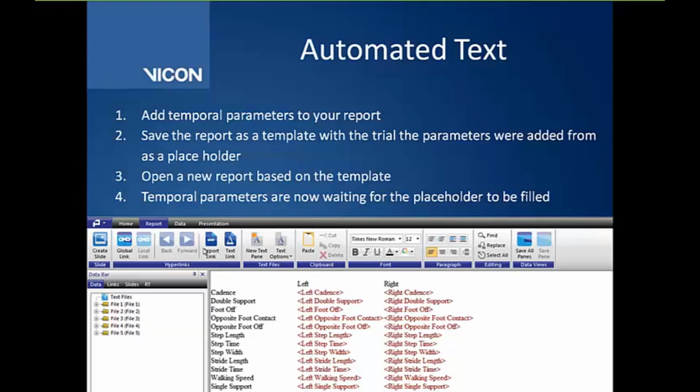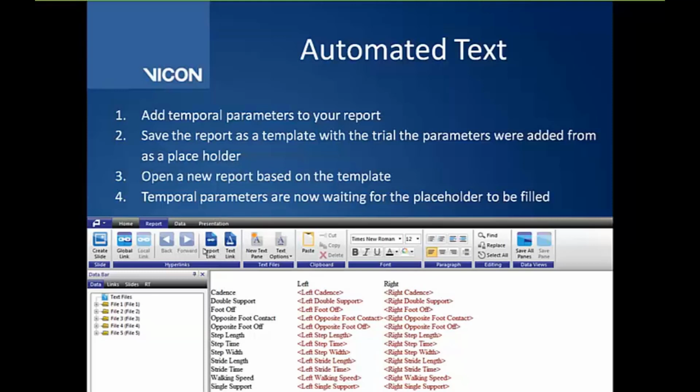But how to do that, you'll go in and add temporal parameters into your report, just like we did. You want to save your report as a template, and you want to make sure that whichever trial you inserted those parameters from is listed as a placeholder. So for instance, we did walking 2, so we'll make sure to list walking 2 as one of our placeholder files. Then you'll want to open a new report based on that template, and then add in your placeholder files.